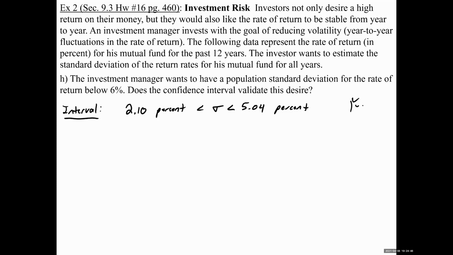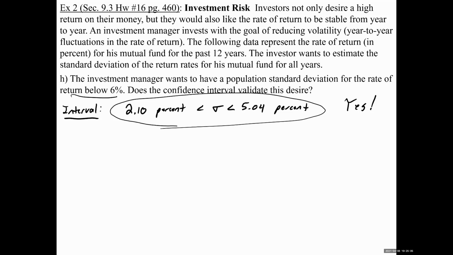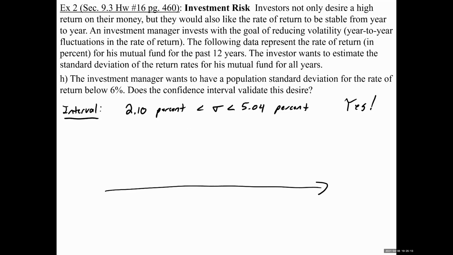So the answer is yes, because, again, if you're going to write something, what would you write? If you believe the interval, that sigma is between 2 whatever percent and 5 whatever percent, so you're believing sigma is somewhere between there, then it's definitely below 6% because all these numbers are below 6%. Okay, so that's basically the idea. Again, I don't want to say much more than that. I'll let you write it out in words on your own.